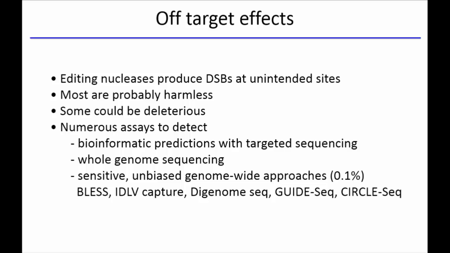So a number of labs have designed fancy whole genome-based methods to detect double-stranded breaks at high sensitivity. And I'll show you an example of one in the next slide. But these can detect double-stranded breaks down to about 0.1%. And these have various different names, and they're all based on tagging the site of the break followed by sequencing. So you're only sequencing regions where the break occurred, which will increase the sensitivity of the deep sequencing.